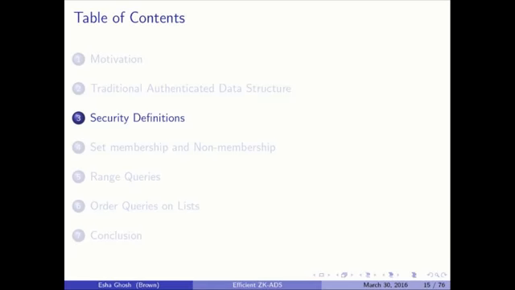Okay. So, now I will come to the formal security definitions. If you have any questions at this point, it would be good to ask.